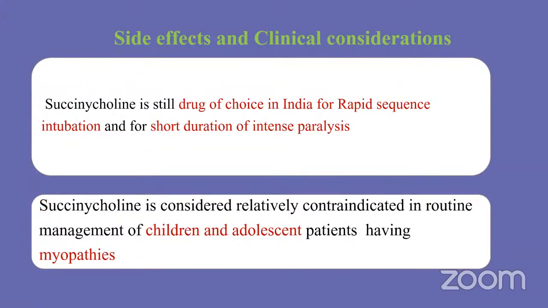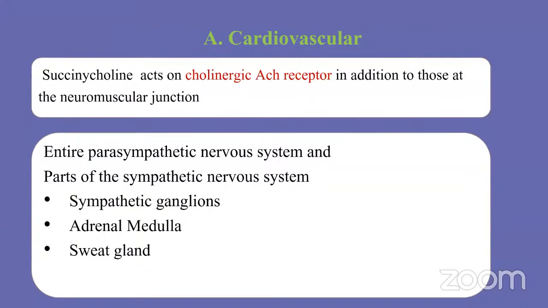Side effects and clinical considerations. Succinylcholine is still a drug of choice in India for rapid sequence intubation and for short duration of intense paralysis. Rocuronium has come a big way, but because of non-availability of sugammadex, we don't use it commonly for rapid sequence intubation. Still, succinylcholine is theoretically a drug of choice for rapid sequence intubation. Another point, succinylcholine is considered relatively contraindicated in certain conditions, in children and adolescents with myopathies.